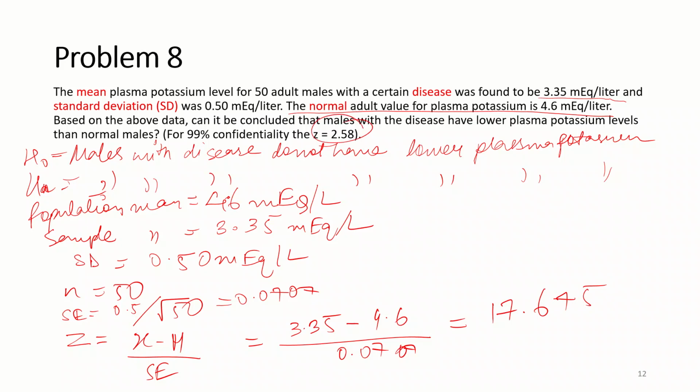Okay, so we see that the calculated value is greater than the table value, so we can reject the null hypothesis, and we can conclude that males with the disease have lower plasma potassium levels than the normal males.